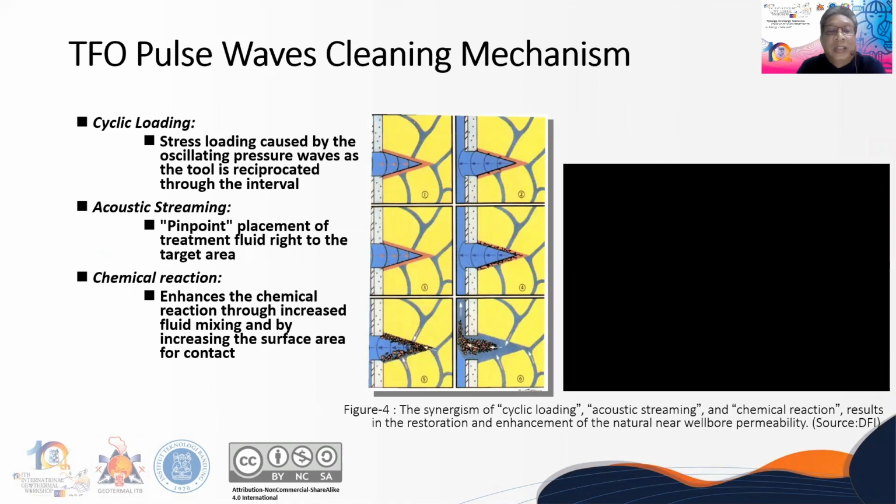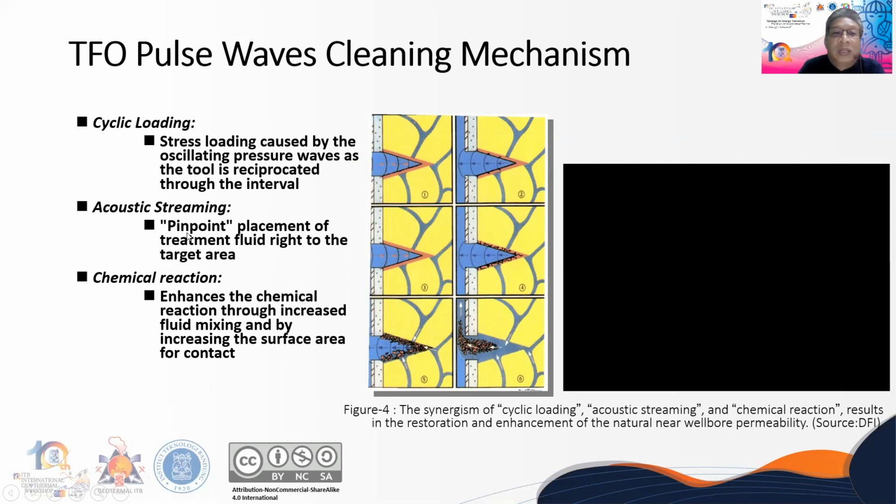The TFO pulse wave cleaning mechanism can actually be divided into a combination of three: cyclic loading, acoustic streaming, and chemical reaction. In the cyclic loading, the stress loading is caused by the oscillating pressure wave as the tool is reciprocated through the interval. So the cycles of the wave, the pressure streaming wave, will impact the scale often or frequently. And then the second one is acoustic streaming.